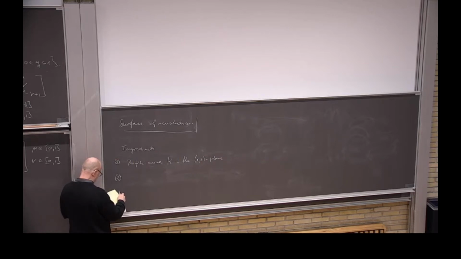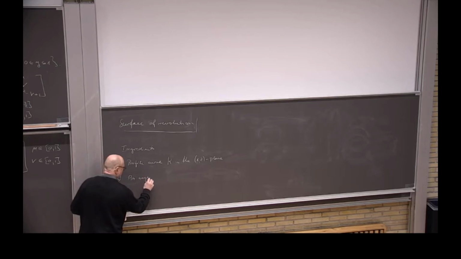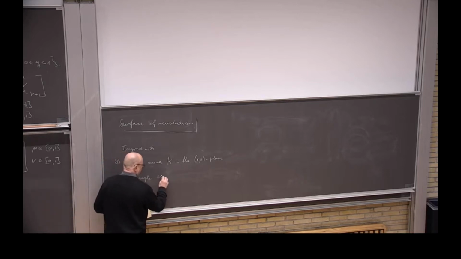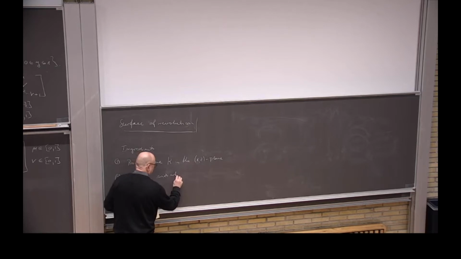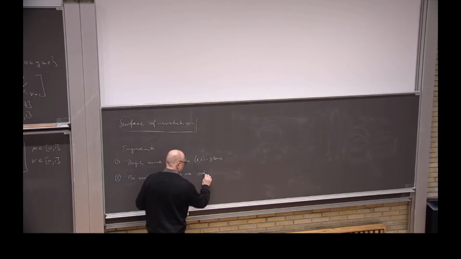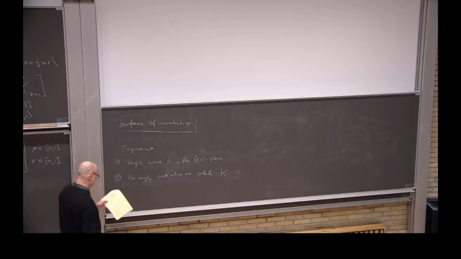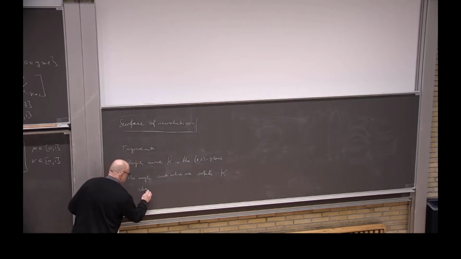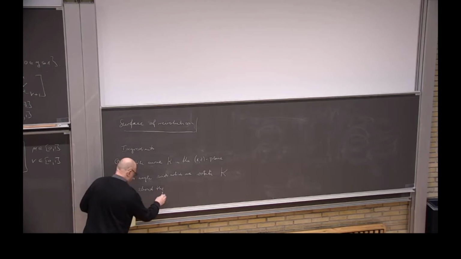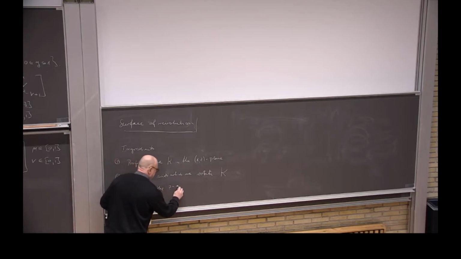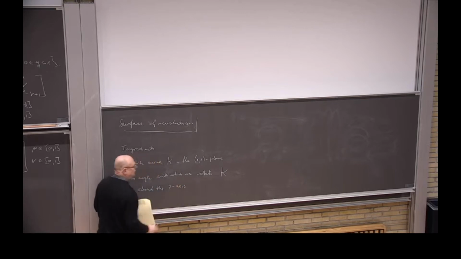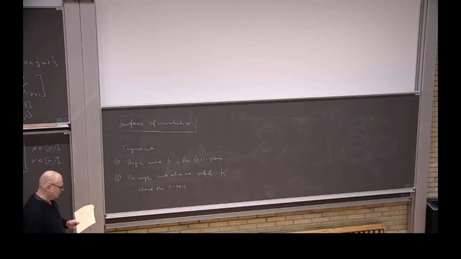And then we have an angle with which we rotate K, that is our profile curve, about or around the z-axis. This is how this is formed.